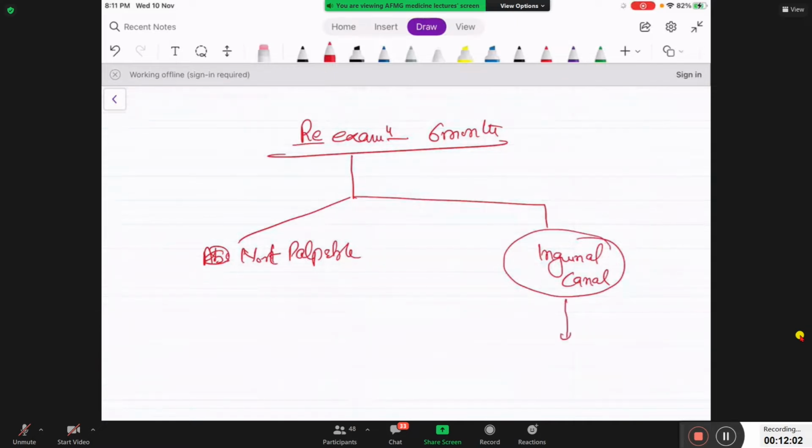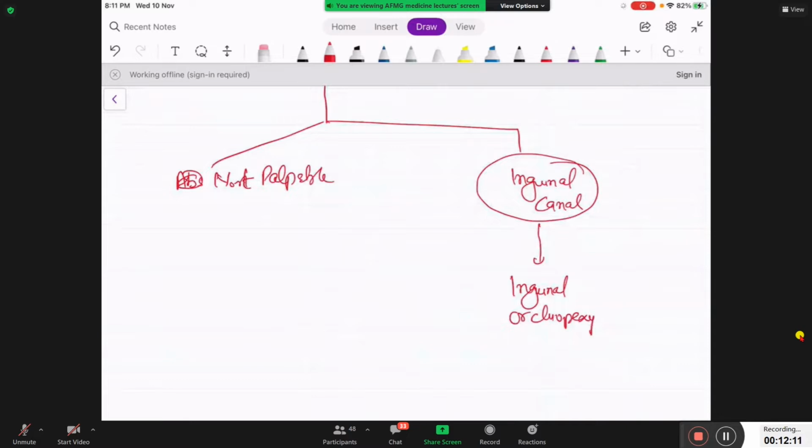you should advise inguinal orchiopexy. What is orchiopexy? You will give an incision on the inguinal canal. You will take out the testis, pull it down and put it in the scrotum. So when you put the testis in its normal anatomical position and fix it there, it is called pexy. So we will do orchiopexy. We have fixed the testis to the scrotum once we find a testis in the inguinal canal.